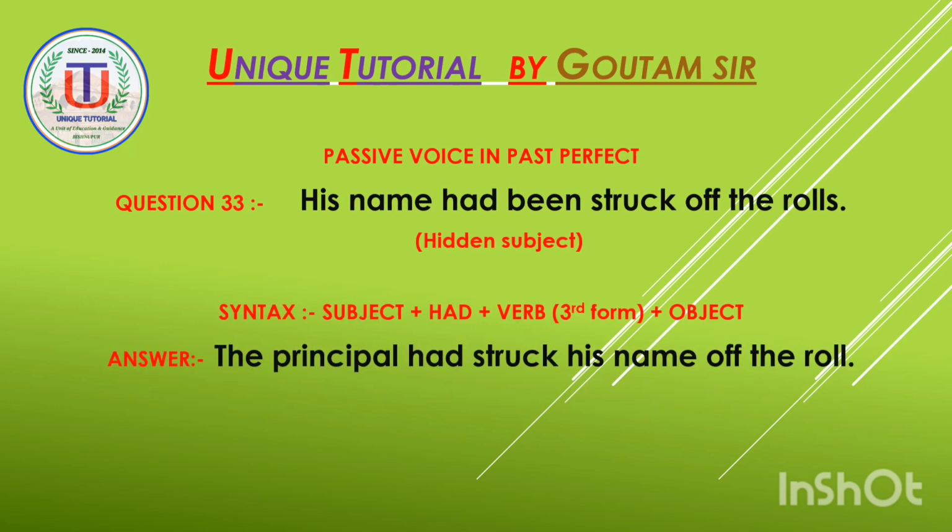His name had been struck off the roll. The sentence is in passive voice in past perfect. The subject is hidden. So the syntax in active voice will be subject, then had, then verb third form, then object. So the answer will be: the principal had struck his name off the roll.